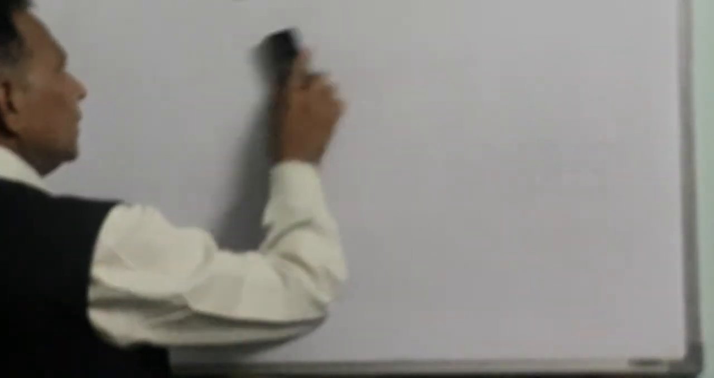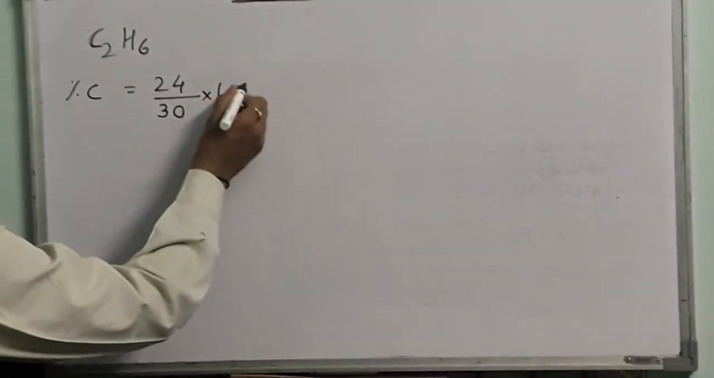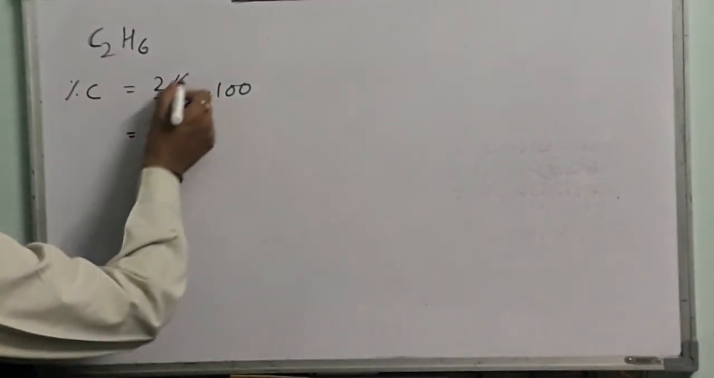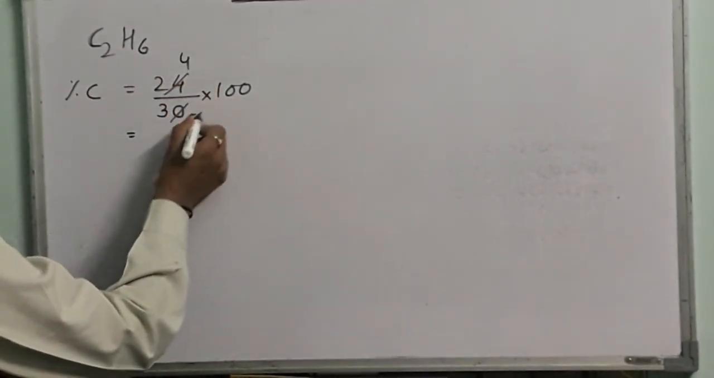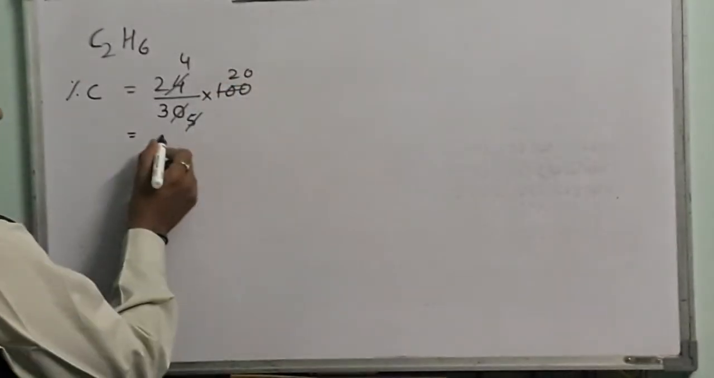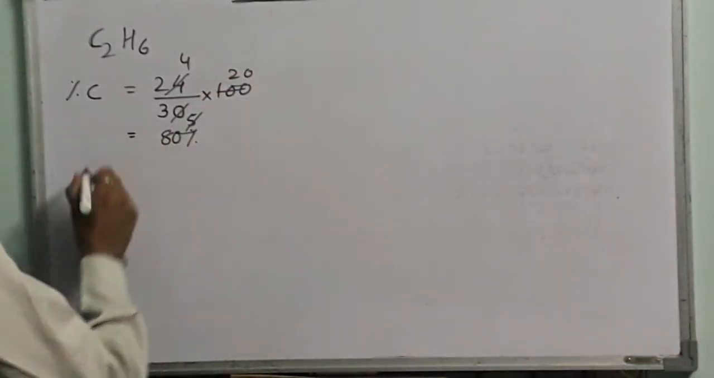If we consider a hydrocarbon like C2H6, what is the percentage of carbon in this C2H6? Percentage of carbon is equal to 24, the mass of carbon in the compound, divided by 30 as its molar mass, into 100. So if you solve this, it is 80%.